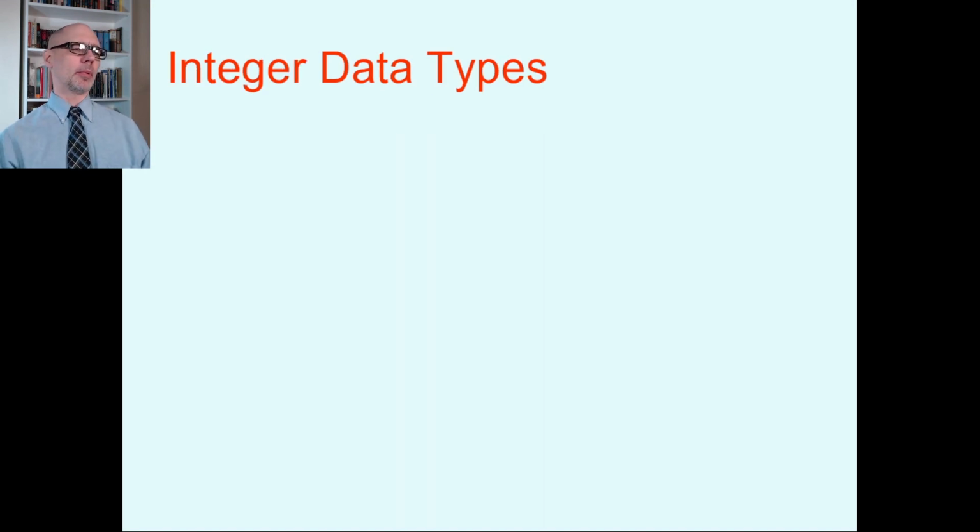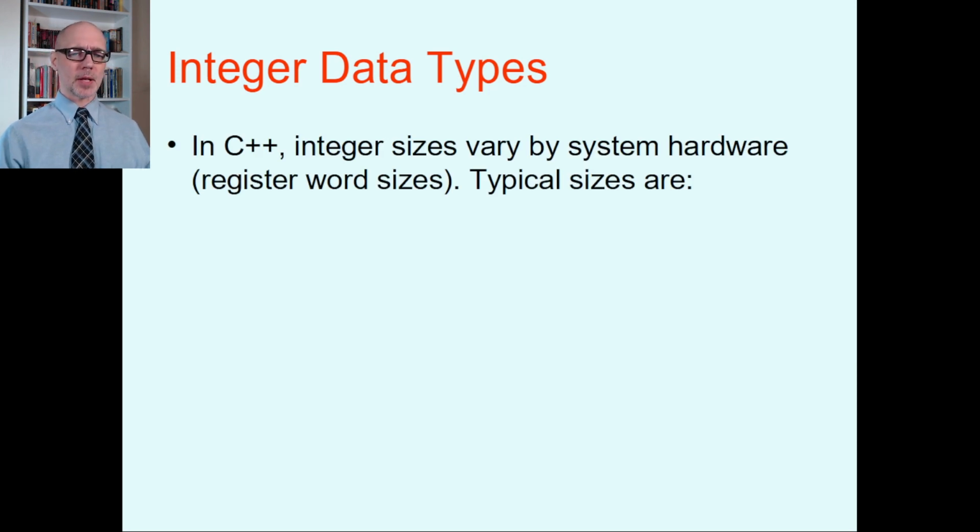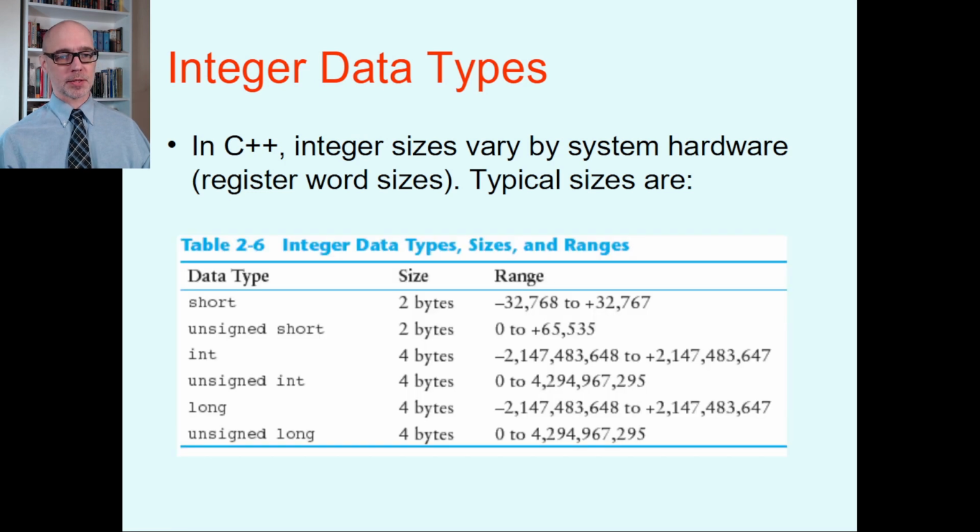All right, let's dig into a little bit more detail on that. The integer data types. Right? In C++, the integer sizes vary by system hardware. So the registers, which are the storage locations on the actual CPU, C++ can modify the sizes of the integers trying to match that hardware. Now, that's different from a language like Java, where an int is always exactly the same size no matter what kind of computer you're working on. But in C++, we're a little bit more detailed towards how the hardware works.